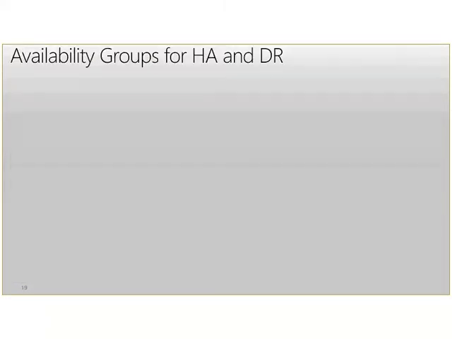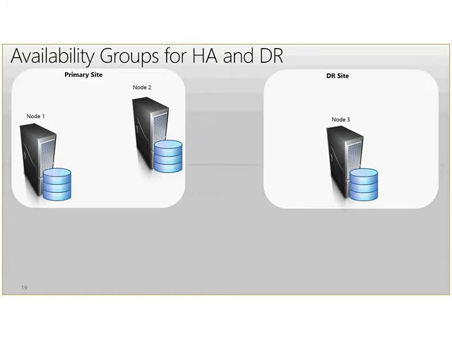So the next architecture that I'd like to talk about, moving away from SQL Server failover cluster instances exclusively, this one will focus exclusively on availability groups for both high availability and disaster recovery. So just to set up the servers, you can see we have 3 nodes. Nodes 1 and 2 are at the primary site, and node 3 is at a remote or disaster recovery site.